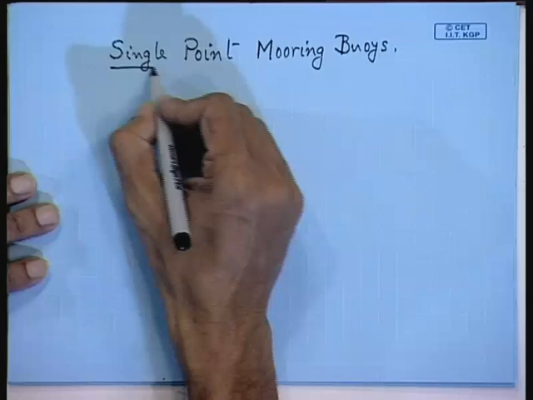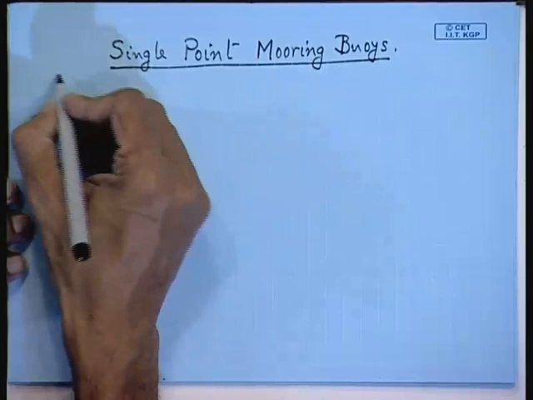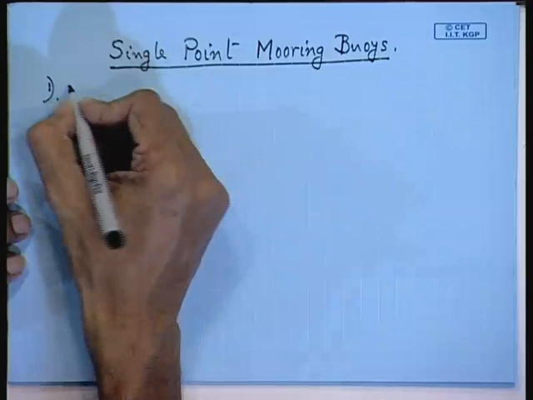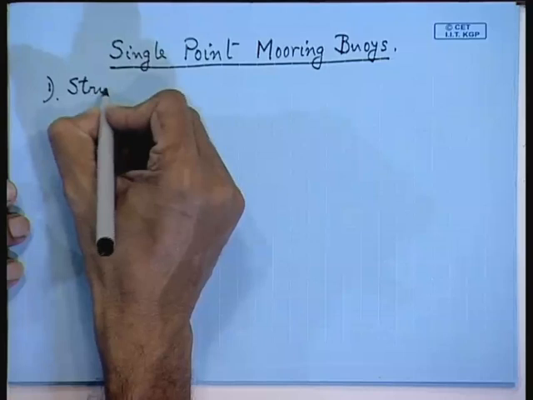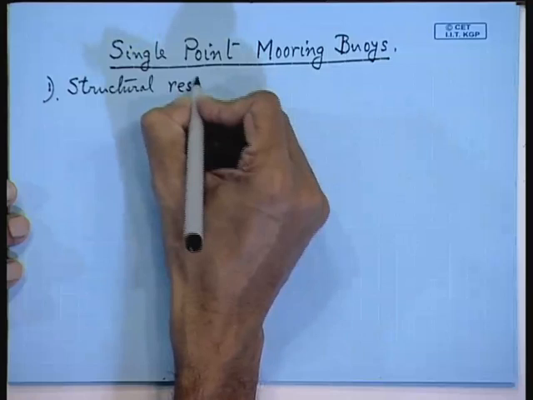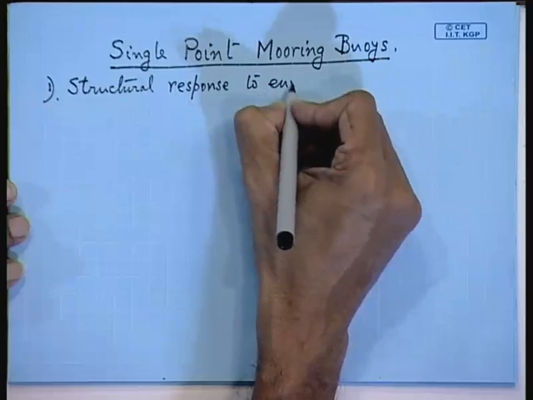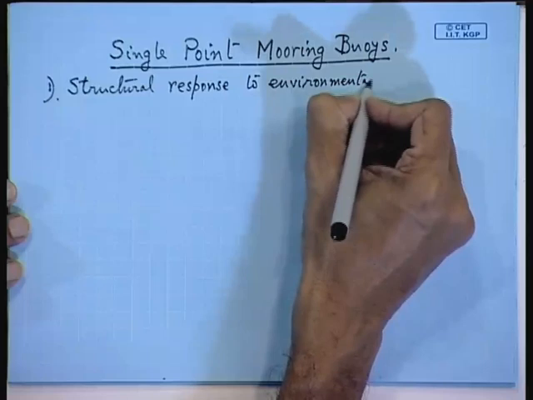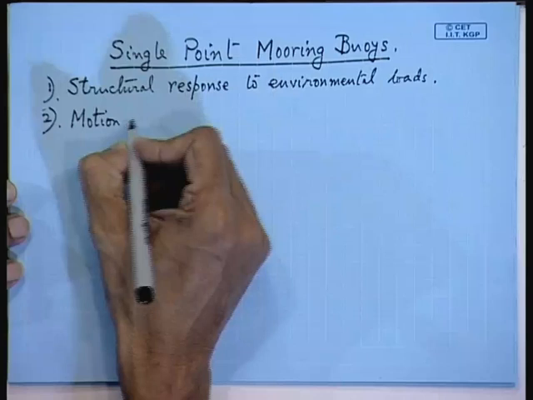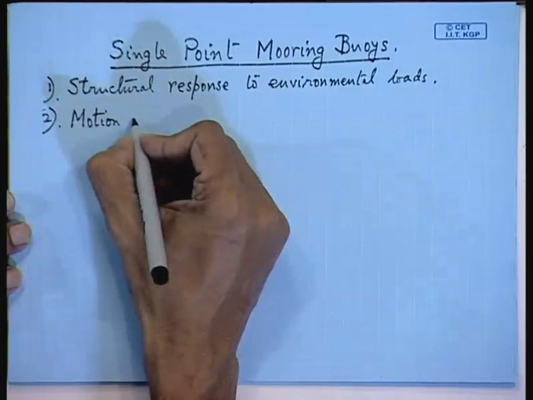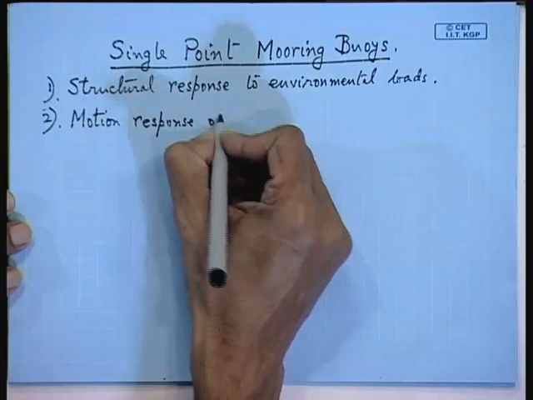So here the prime consideration, as I told you last class, number one is environmental loads. Now environmental loads, you calculate the structural response. So this you have to calculate from the structures. So structural response to environmental loads. And the most important after this is your motion response. So all these buoy configurations have basically evolved to reduce the buoy motions. So buoy motion response of buoys. So these are two primary considerations.